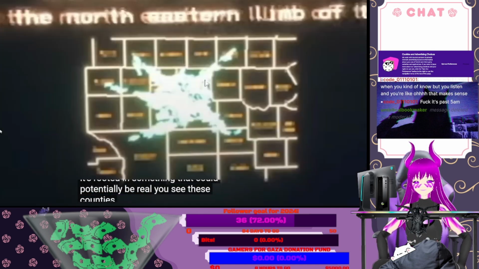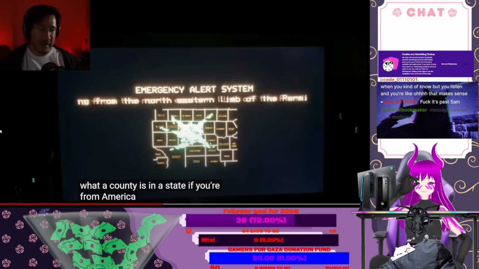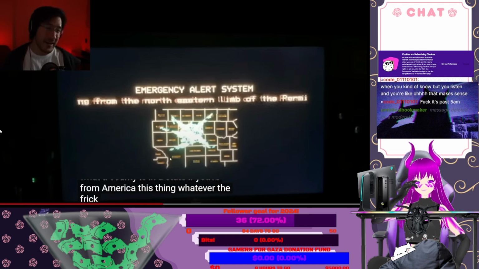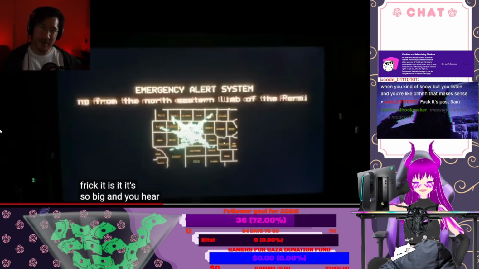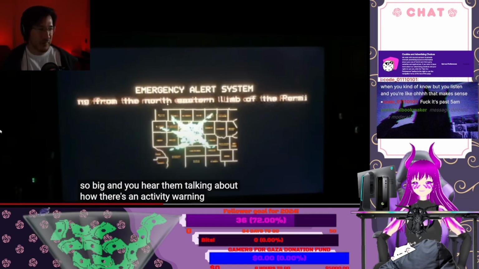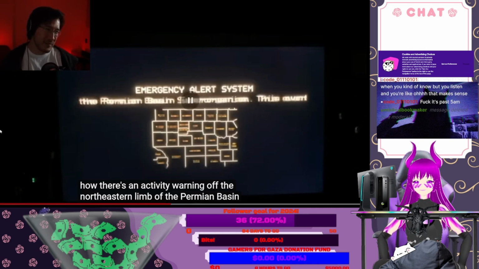You see these counties, you know roughly the size of what a county is in a state if you're from America. This thing, whatever it is, is so big. And you hear them talking about how there's Texas activity, warning off the West, if I remember correctly, the northeastern limb of the Permian Basin superorganism.